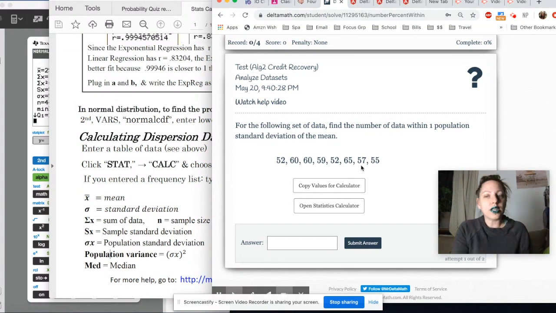Okay, so just look at the example if you get stuck on these ones to follow how to do it. Pay attention to the number of population standard deviations you're going to go, and if you're finding the percentage or the number of data. Number of data just means how many of these numbers that you see here are within that range, okay? One above and one below.